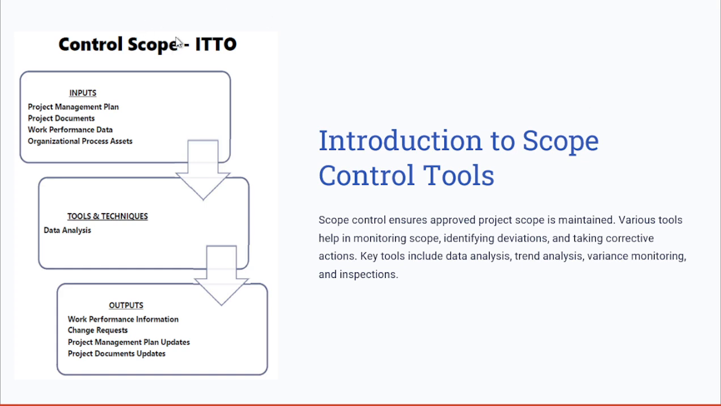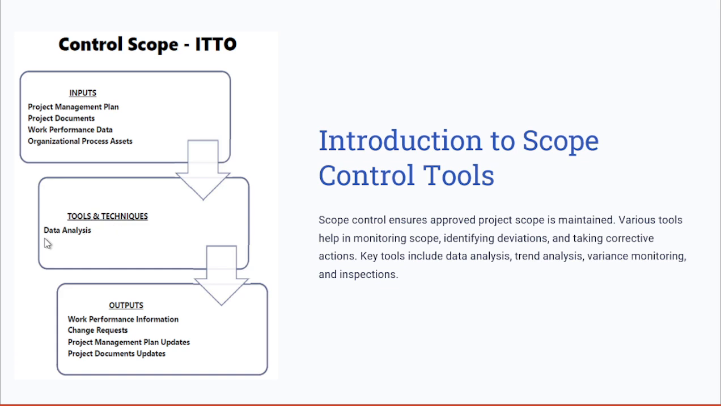The key ITTOs we have when controlling the scope include the project management plan. When we talked about the WBS, WBS dictionary, the scope statement in the planning phase, project documents in case there is any requirements traceability, and also the work performance data, which is, let's say, the current state of these deliverables without doing any analysis on top of that. So this is the work performance data and the OPAs.